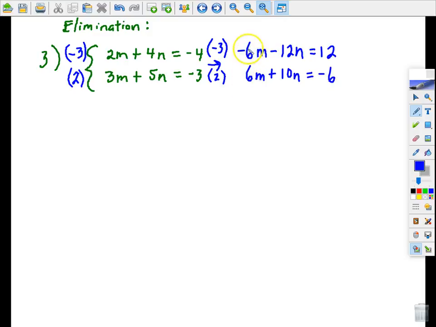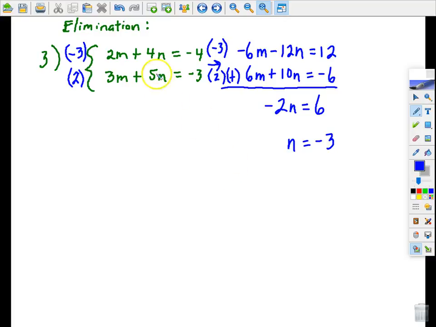And now to make these cancel, I'm going to have to use the operation addition. So here's my reminder that not only am I adding these together, but I'm adding everything else together, all the like terms. All right, m is canceled. Negative 12 plus 10 is negative 2n. And 12 plus negative 6 is positive 6. Dividing both sides by negative 2, we get n is negative 3.